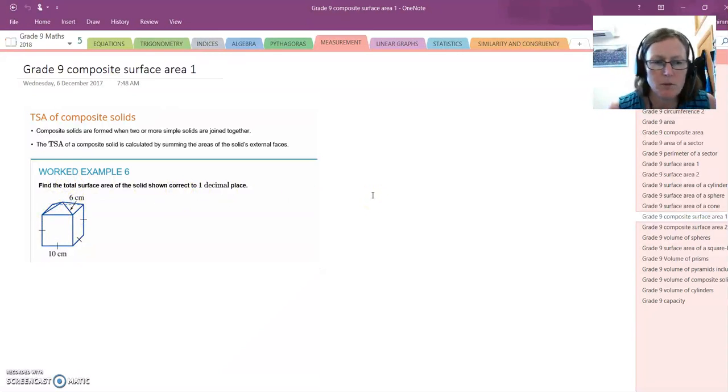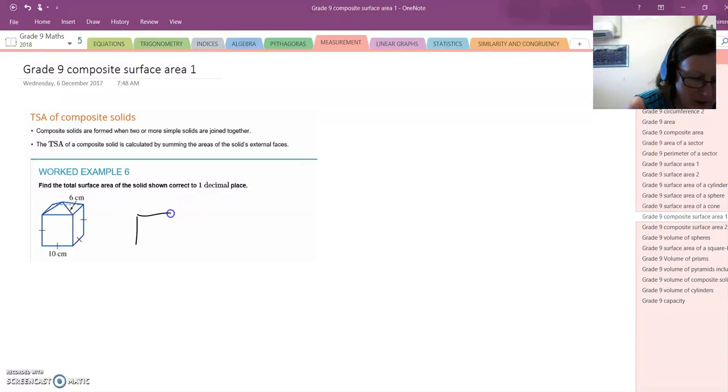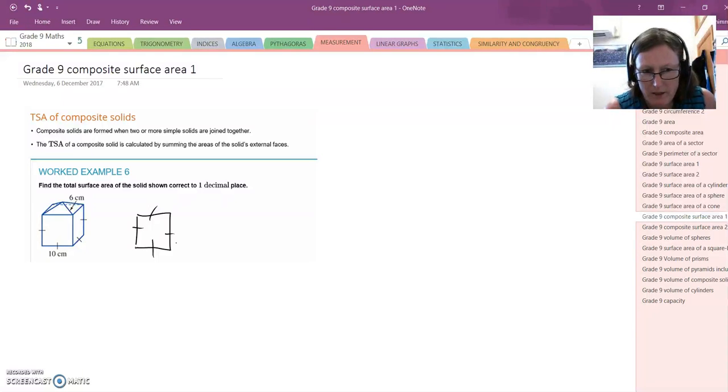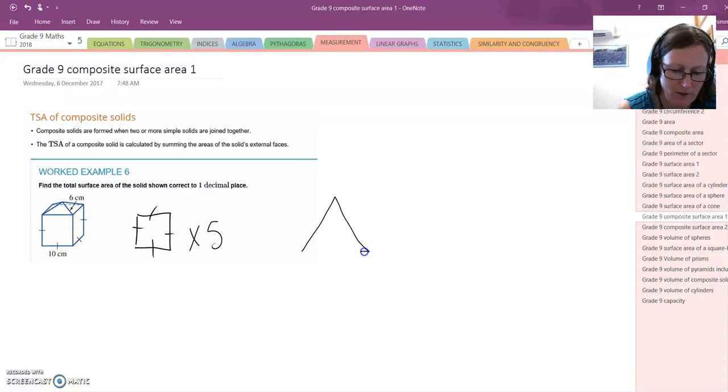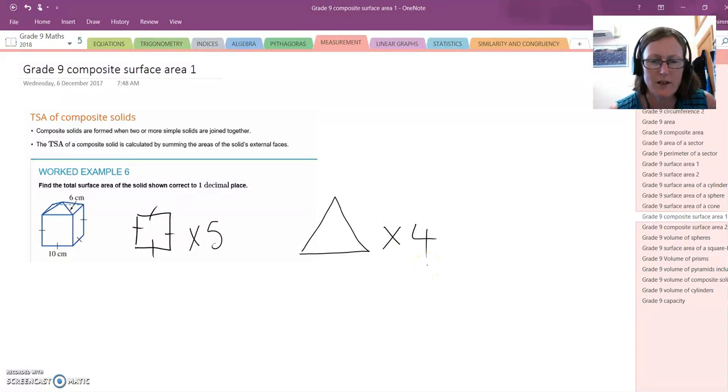So let's look at the cube on the bottom. The cube on the bottom has square faces, and there's 5 of those, one around each side and then one underneath. We don't count the one on the top because it is actually covered by the square base pyramid. So we've got 5 of these. And we then have on the top 4 triangles. So we've got 4 of those. And so we find the area of all of those 9 surfaces, add them together, and that gives us the total surface area.